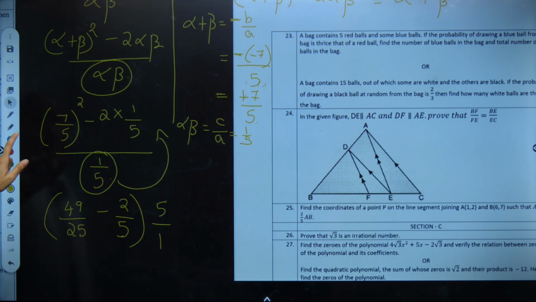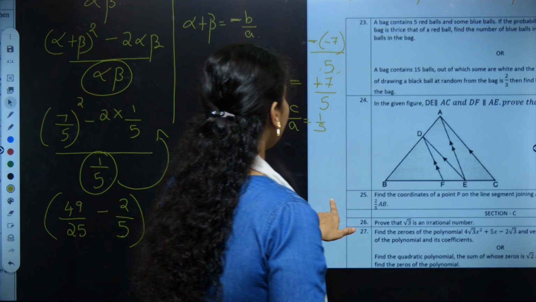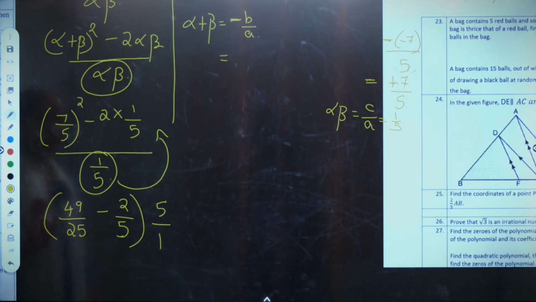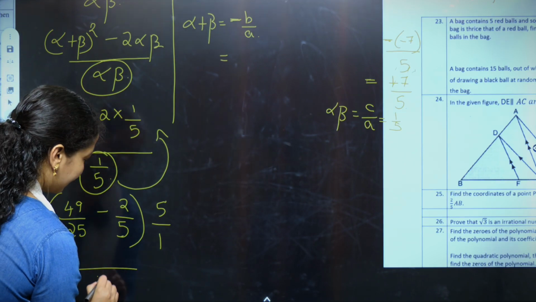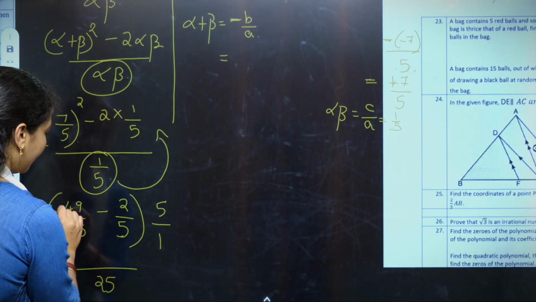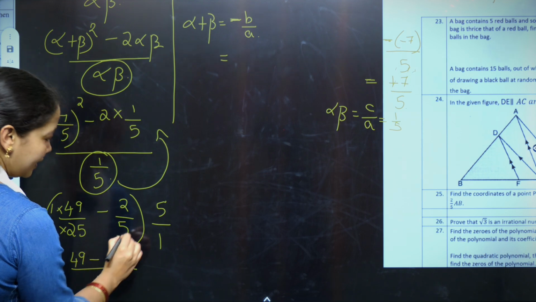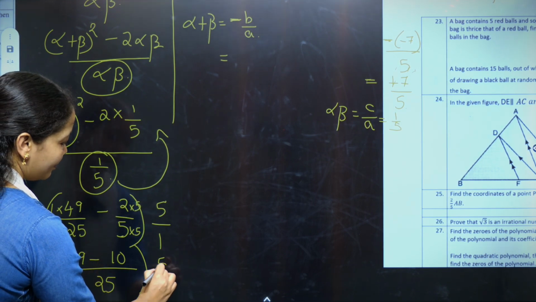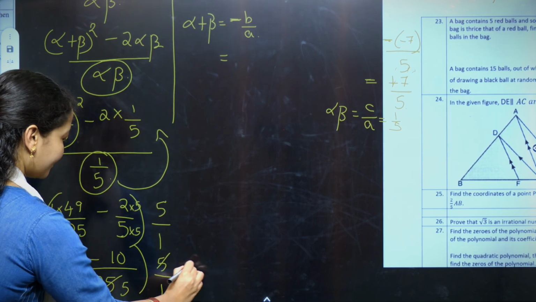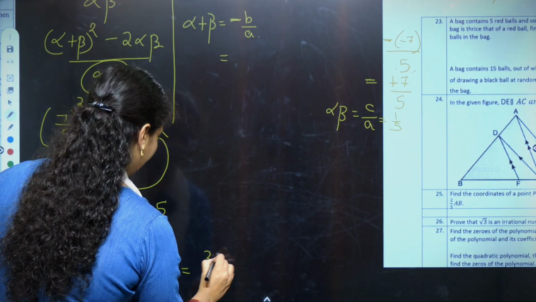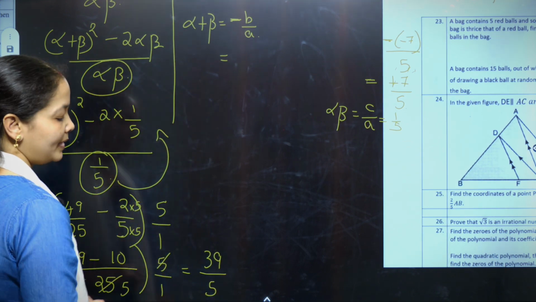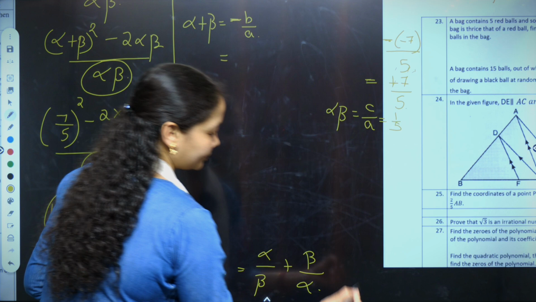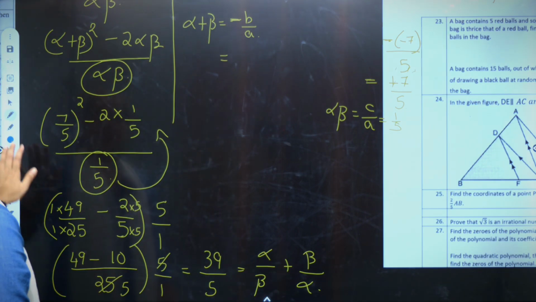When I have a binomial subtraction, I cannot randomly cancel any component and I need to be very careful while doing it. Therefore, the LCM is 25 into 1, so no changes, minus into 5, so 2 5s are 10, multiplied with 5 by 1. Now I can cancel this. Therefore, 49 minus 10 is 39 divided by 5 will be the answer for alpha by beta plus beta by alpha. So this is an important question.